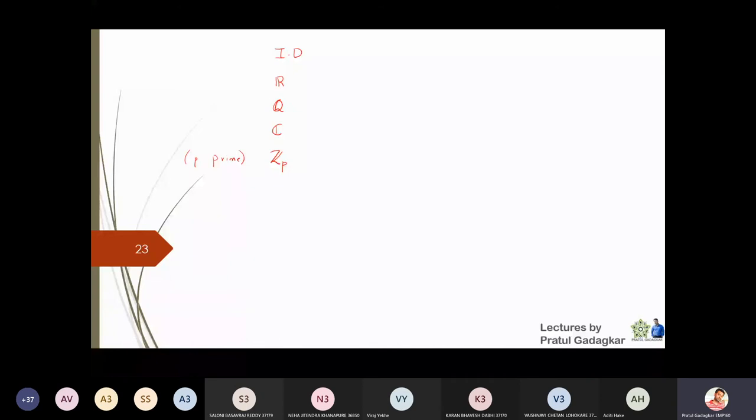Look at the characteristics of all of them. What are the characteristics? The characteristic is 0, 0, 0, and prime. So the characteristic of the integral domains that we know, at least, are all what? Either coming up to be 0 or they are coming up to be prime numbers.